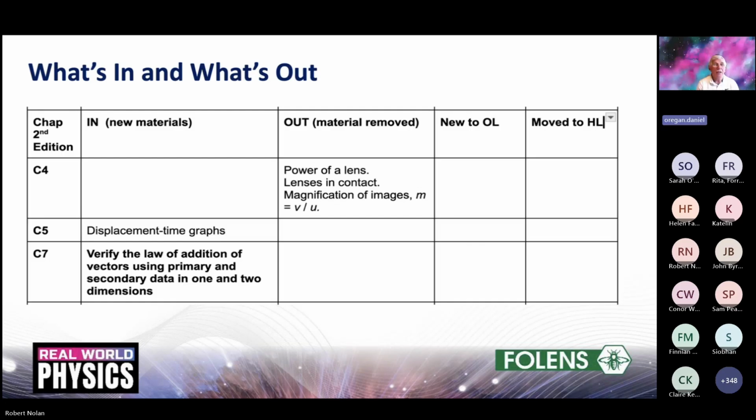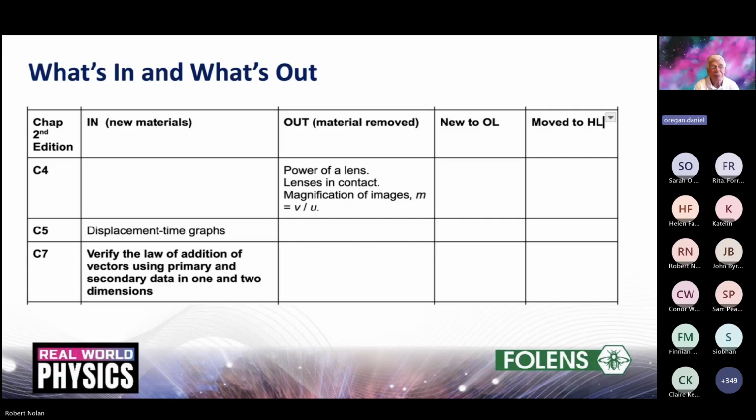Chapter 7 on vectors, very much the same, but there are a few changes. You must verify the law of addition of vectors using primary data. In other words, students will have to verify either the parallelogram law or the triangle law in the laboratory themselves. That was not particularly on the previous syllabus, but it was on the one before that. And they've also got to do that in 1 and 2 dimensions. Doing it in 1 dimension is very simple, but it can be tricky to see how it actually verifies the law.